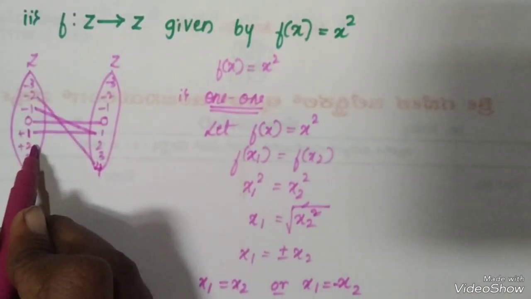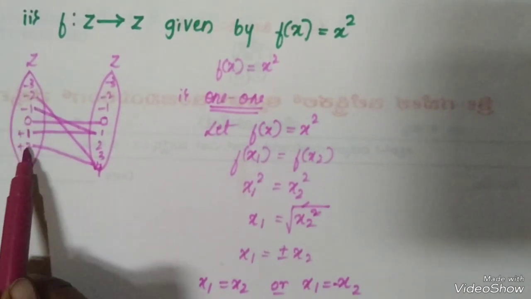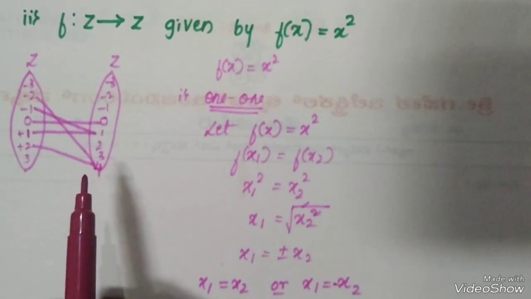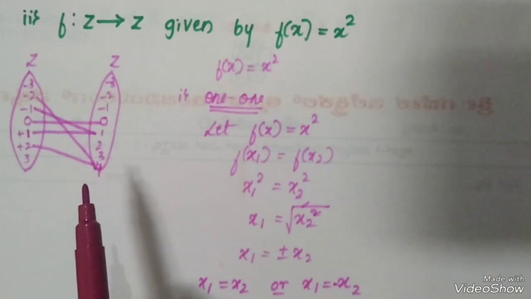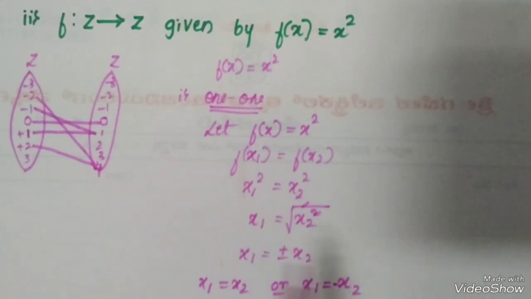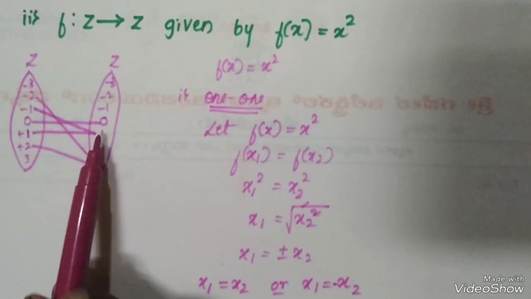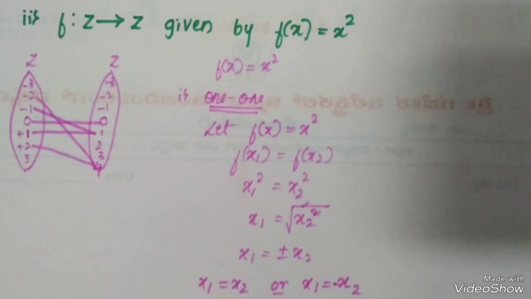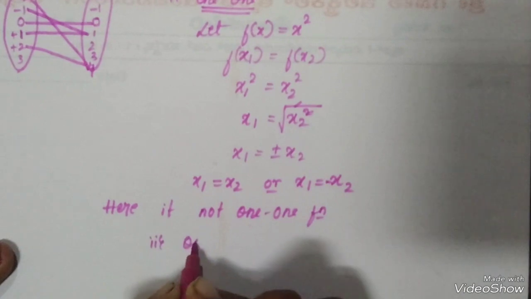Again for 2, here it is not a one-one function, because two values have one image. One-one means every distinct element in the domain has a distinct image. Here two different values have the same image, therefore it is not a one-one function. Again checking the onto function.